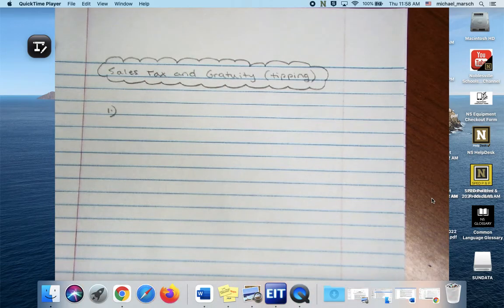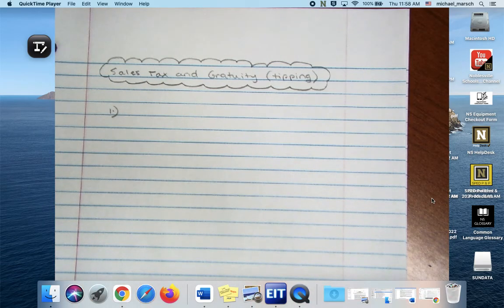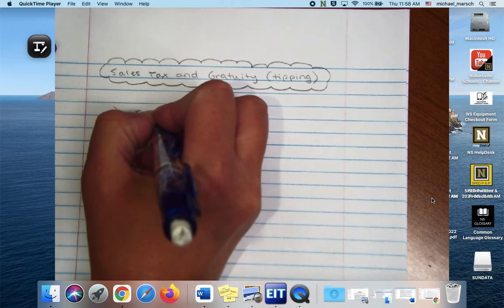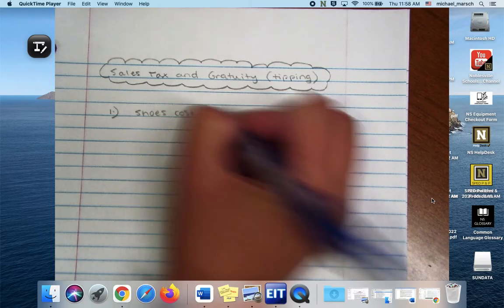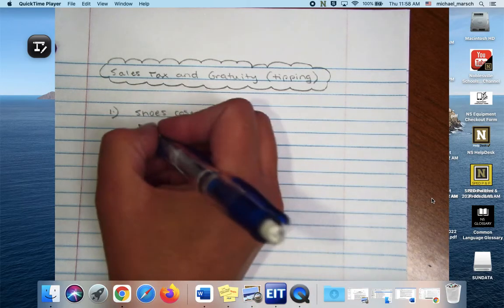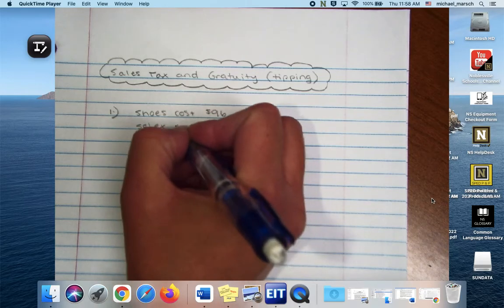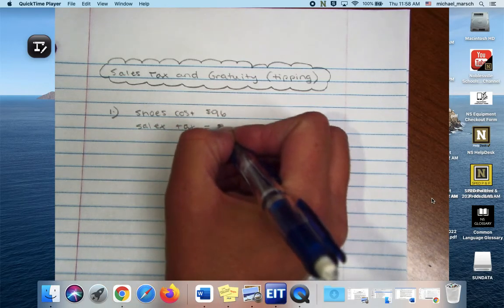So let's pretend we'll go back to our example of discounts. Our first discount, remember, was the shoes, right? So now our shoes cost, remember we just determined it was $96 after our discount. But the sales tax equals 8%.